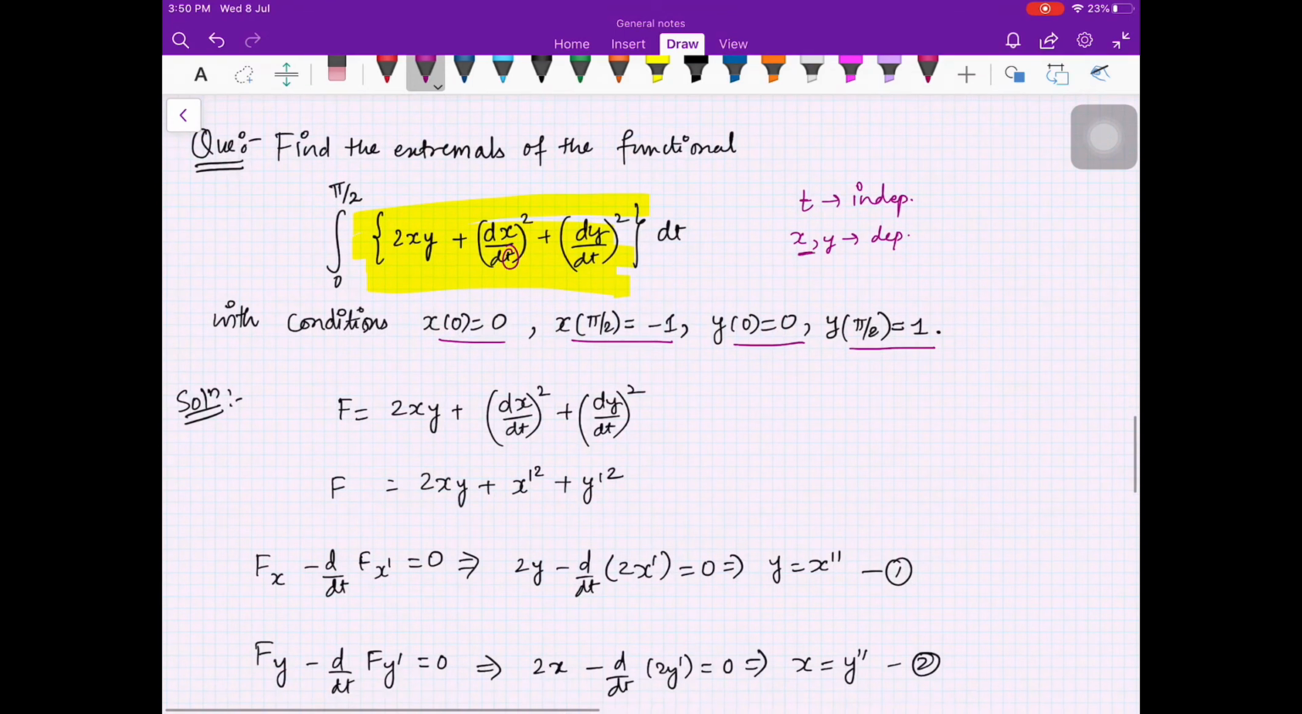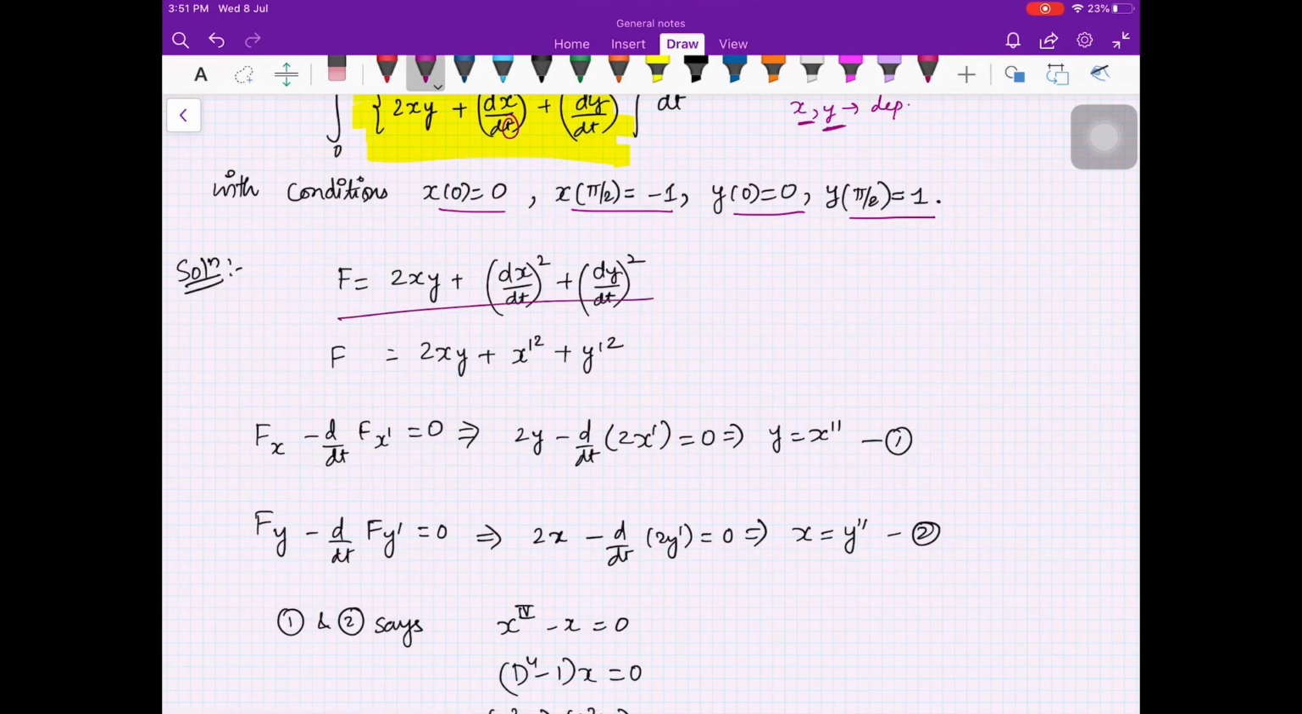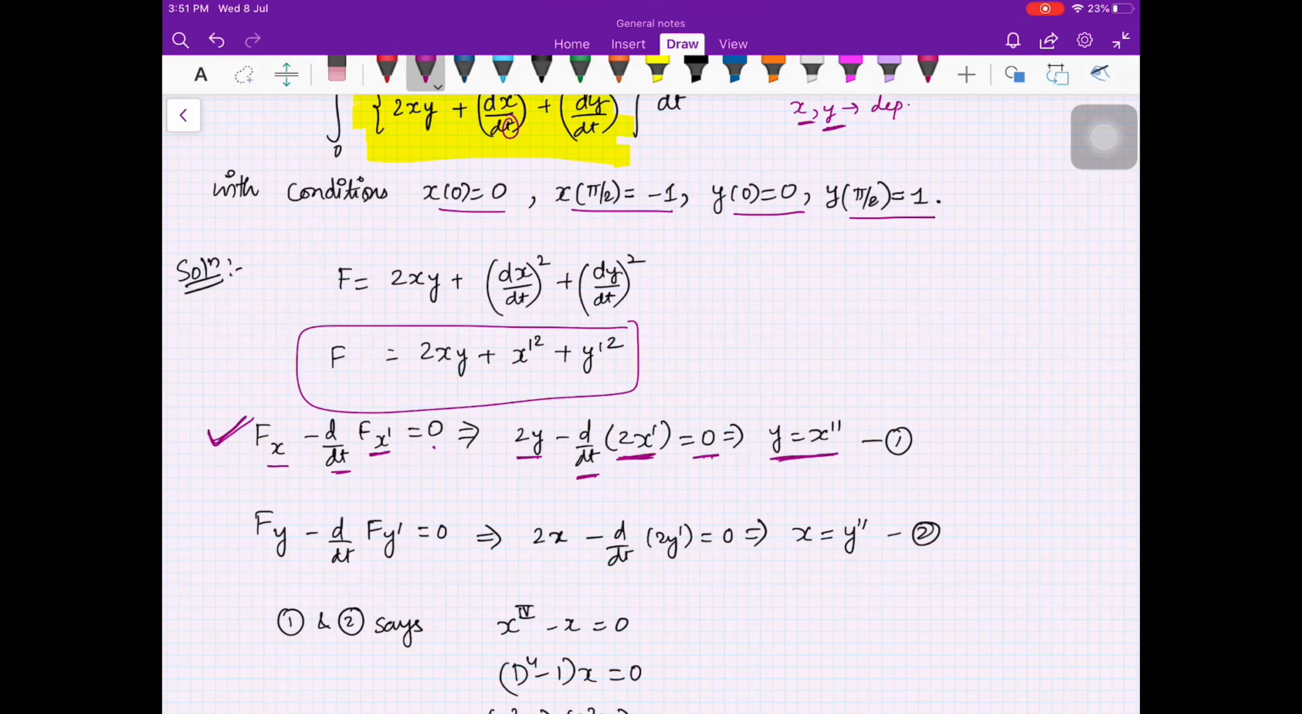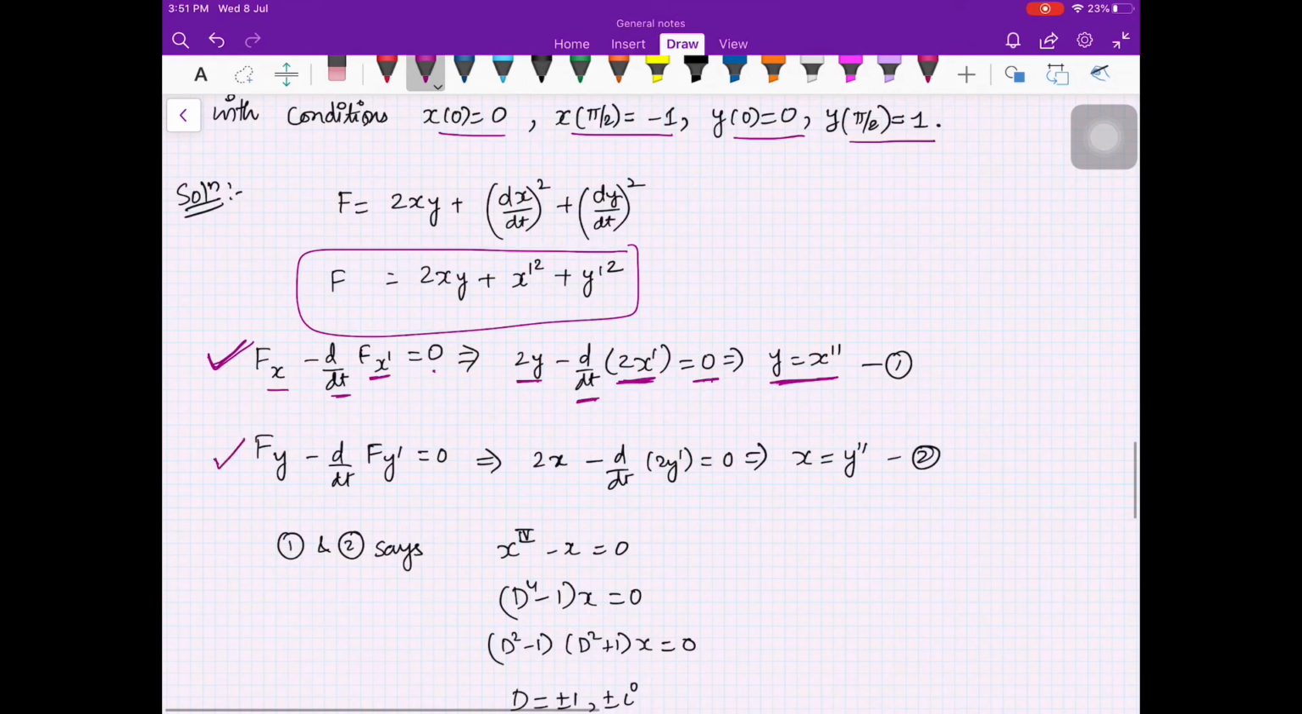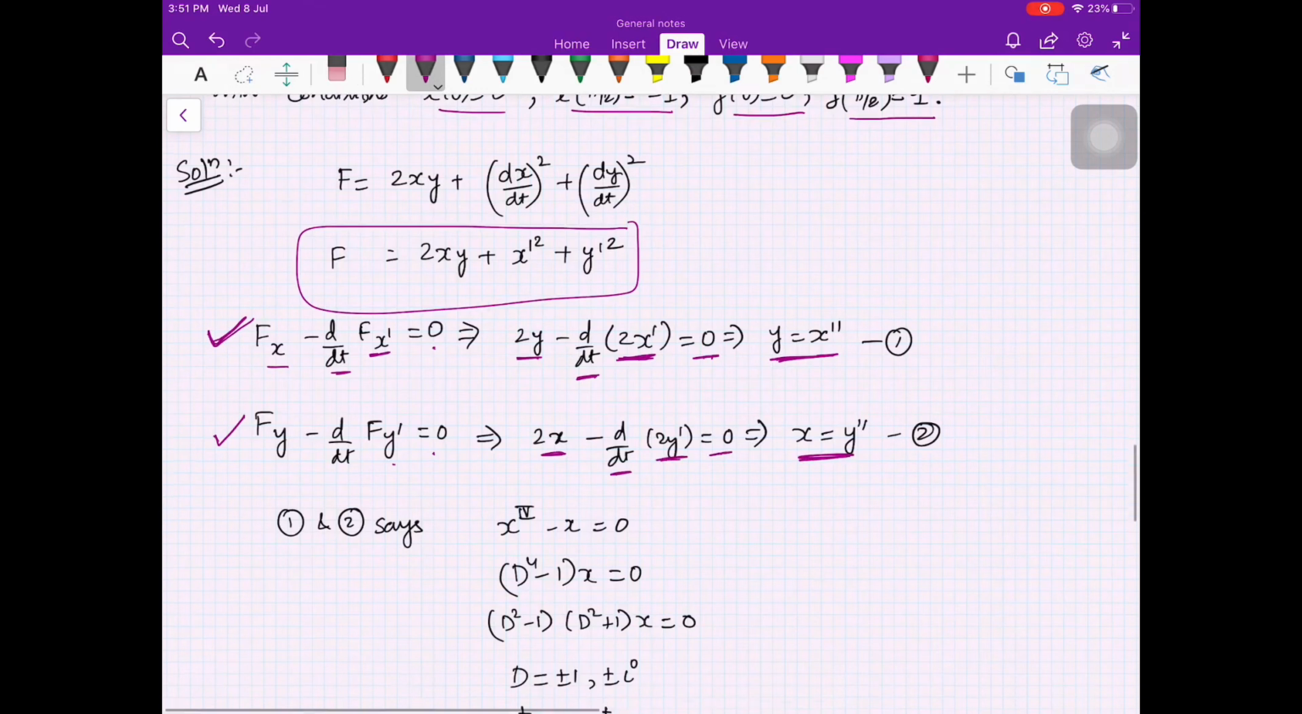So you will write two Euler's equations, corresponding to the variables x and y. So this is your f. Here I can write it as x dash square and y dash square, right? Now the Euler equation corresponding to the variable x, that is fx minus d/dt of fx dash is equal to 0. So you'll get 2y minus d/dt of 2x dash equal to 0. That gives you y is equal to x double dash. And here fy minus d/dt of fy dash equal to 0. So you get 2x minus d/dt of 2y dash equal to 0. That gives you x is equal to y double dash.